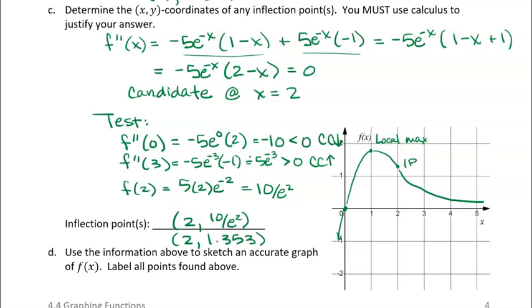Because we found in part B, I think, when we tested for the local maximum, that it's always decreasing to the right of 1. So that gives you a fairly accurate graph. We have the right concavity, we have the local maximum, we have the inflection point, we have the x and y intercepts. So we've got everything on there, and that's it.